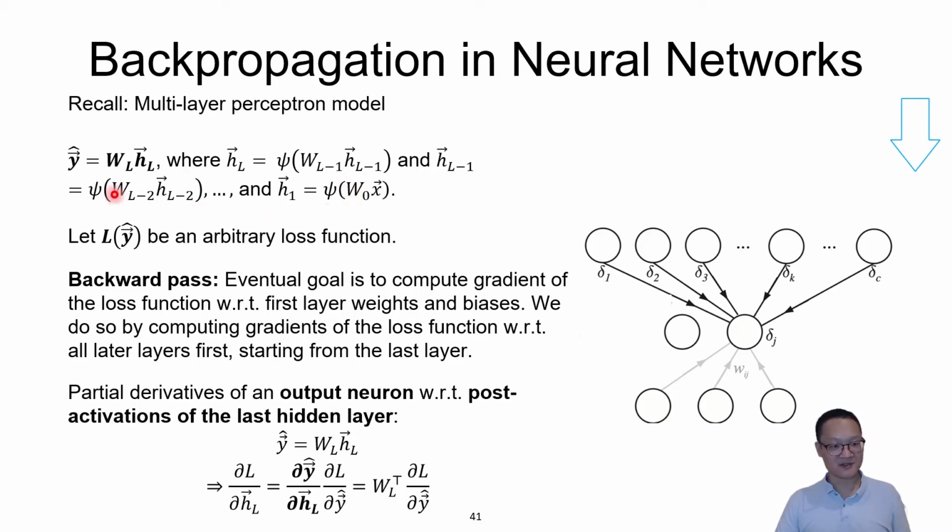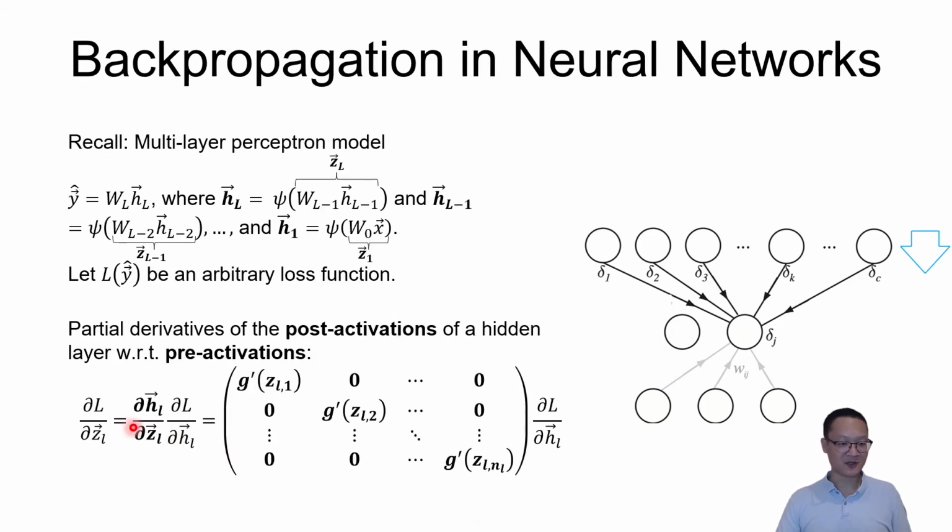So the first thing we did was partial L, partial HL. So basically going from the loss function, which depends on Y hat, partial derivative of that with respect to HL. So that one was basically partial L, partial Y, which we know, and then partial Y, partial HL. And partial Y, partial HL, highlighted here, that's just equal to WL transpose. Okay, so that was the first step.